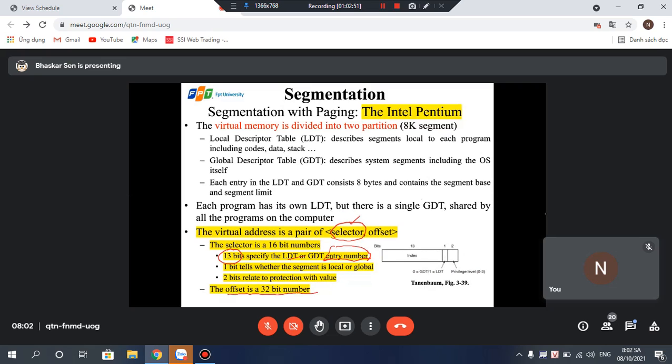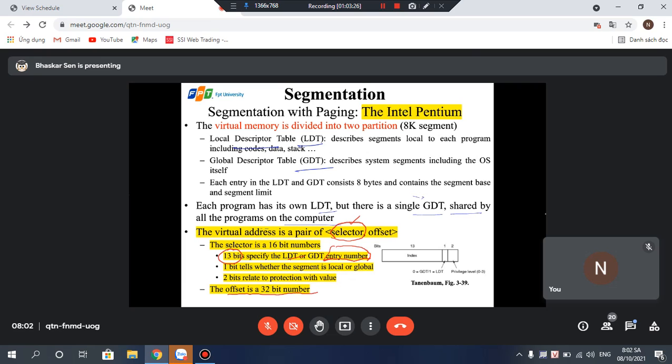Remember, just now we said that we had a table, that segment table, but here they have two tables, or two types of tables, a local descriptor table and a global descriptor table. They call it the descriptor, LDT and GDT. Each program has its own LDT, but there is a single GDT shared by all programs on the computer.